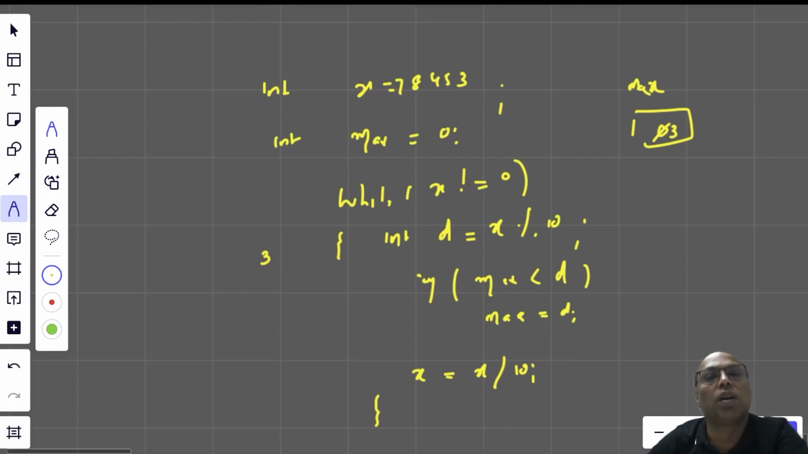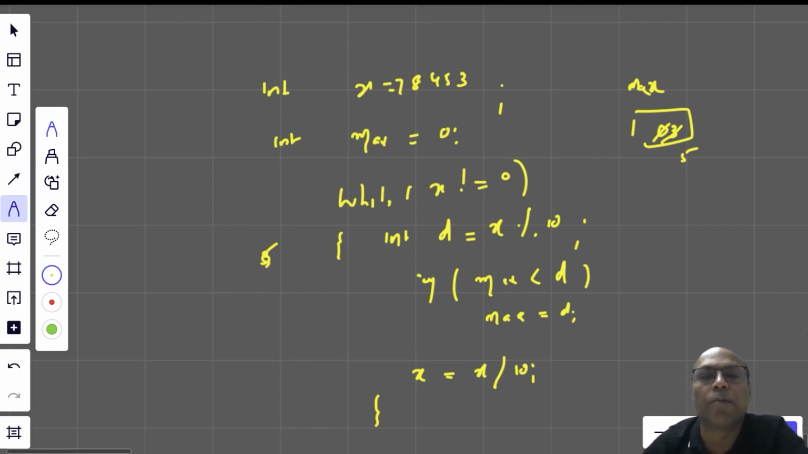Modulus 10, how much is it? 7845 modulus 10 is 5. Now max is 3. 3 is less than 5. True. Therefore max became 5. X is equal to X by 10. How much did it become? 784. 784 is not equal to 0. Modulus 10, how much is it? 4. 5 is less than 4? Condition is false. I'm not going to change it. It's an if statement, so I'm going to skip it. X by 10, how much is it?